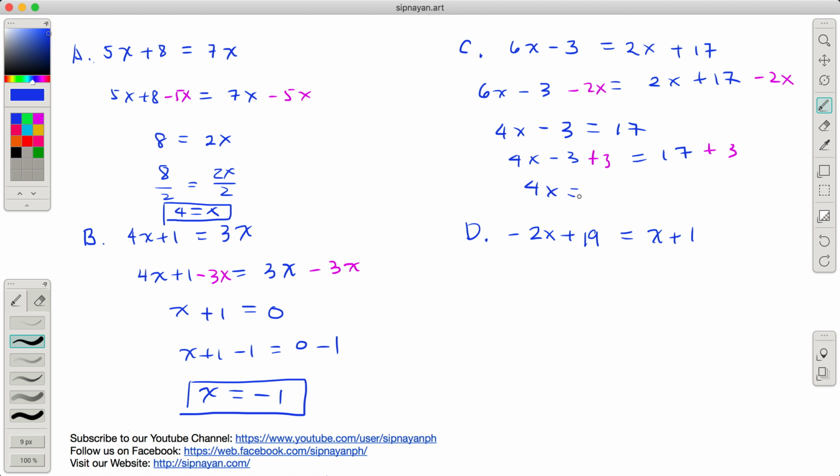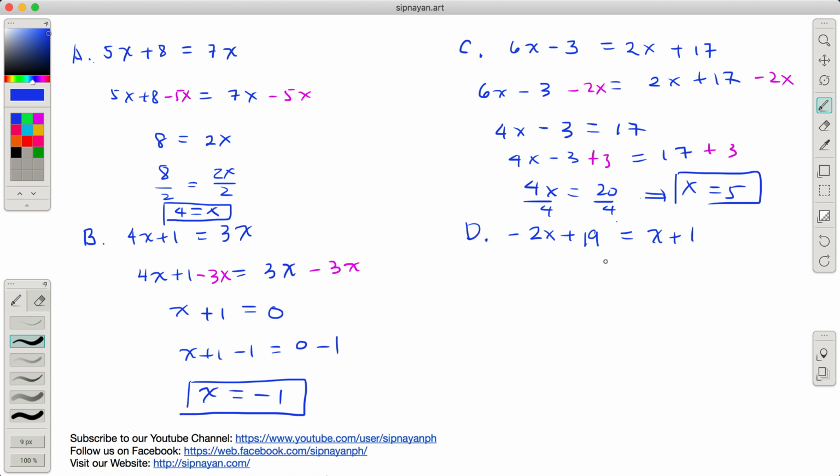So, 4x equals 20. And again, dividing both sides by 4. So, divide both sides by 4. Okay. Which means that x equals 4 divided by 4 is 1 times x. That's x. 20 divided by 4 is 5. Okay?